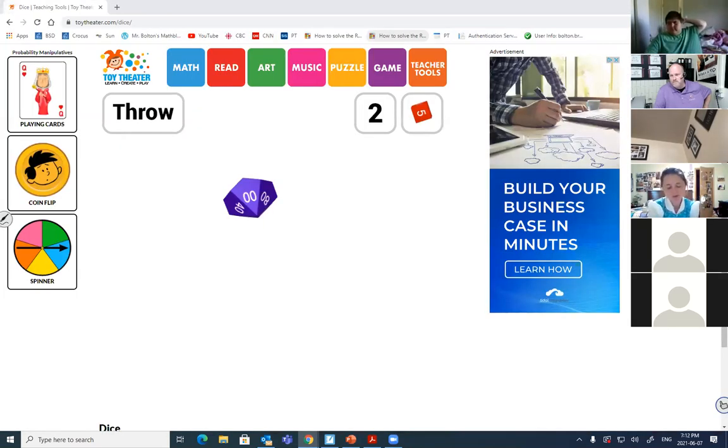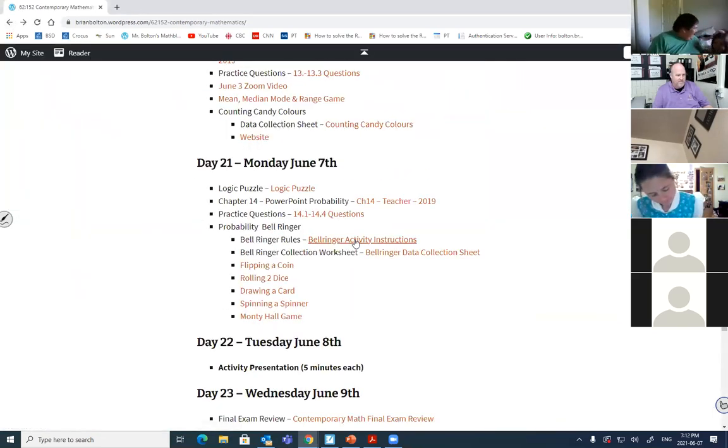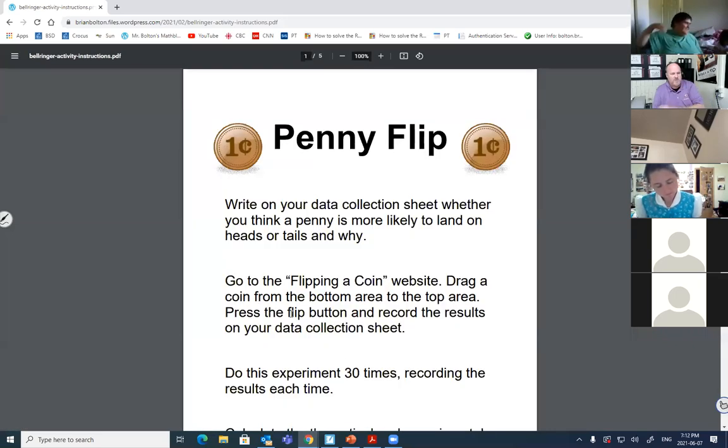I rolled six pennies for 10 times. Yeah, you're going to do it 30 times. Oh, I should do 30 times. Oh, sorry. Right, because that's your denominator, right? It's going to be however many out of 30. Why 30? Because here, at the bell ringer activity instructions, penny flip: do this experiment 30 times, recording the results each time. No, just one at a time. Well, you can do six at once if you want to speed it up. But yeah, I got yours, Justin, at work. I can see it.